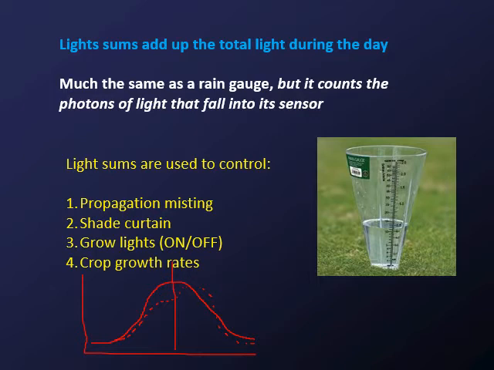So if I was going to plot the light integral for the day, as the light lands on the greenhouse, it starts to accumulate. Remember the rain gauge? And then it's accumulating fast at the middle of the day, and then it slows down. And then as you get towards the end of the day, less light is added and your rain gauge is at its max. And that is how much light is accumulated in that day.